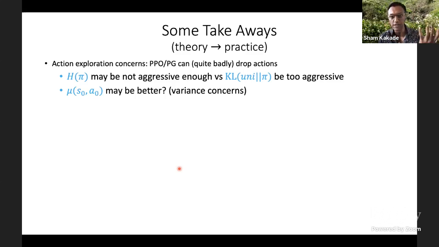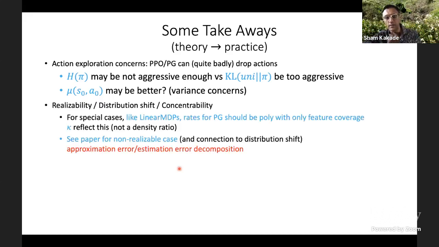I think something more reasonable is to explicitly not just think about coverage with your starting measure just over states, but you want your starting measure to have coverage over actions as well. That gets into variance issues, but in some cases, I think this definitely is more sane to do than trying to do this with regularization.